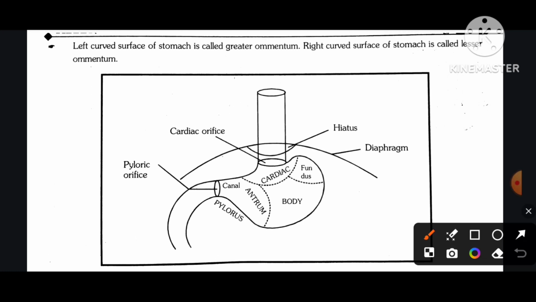The left curved surface of the stomach is called the greater omentum. The right curved surface of the stomach is called the lesser omentum. Fundus, cardiac, body, antrum, pylorus, pyloric canal, pyloric orifice, diaphragm, hiatus, cardiac orifice.